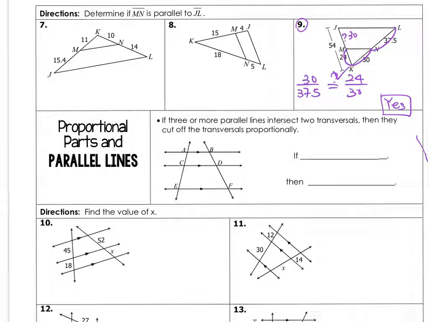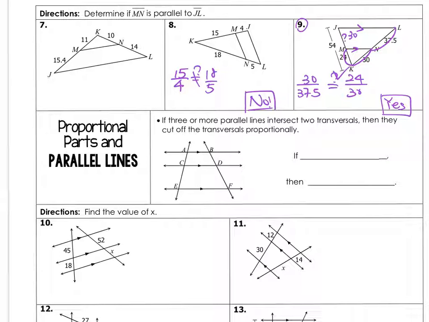Okay, let's look at number 8. I have 15 over 4 on one side. I have 18 over 5 on the other side. You can simplify it, or you can use your calculator, and you'll find out that they don't equal each other, and therefore these two lines are not parallel. So I should have marked JL is parallel to MN in 9, but not in 8. Okay. So that's the triangle proportionality theorem.